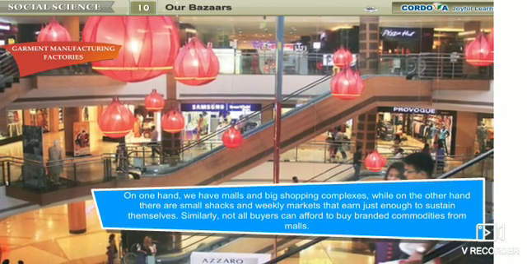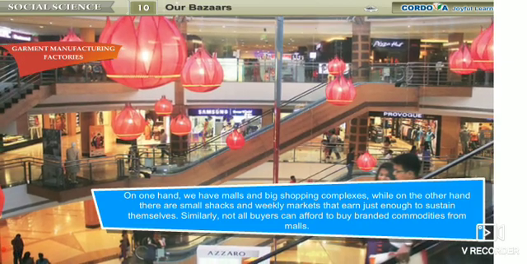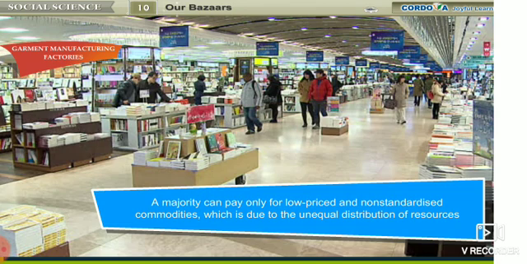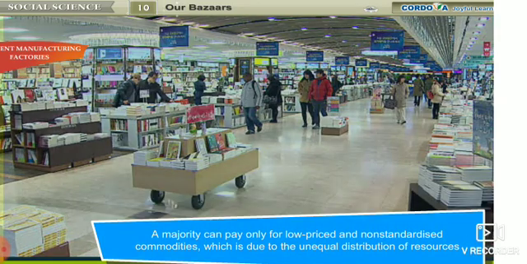On the one hand, we have malls and big shopping complexes, while on the other hand, there are small shacks and weekly markets that earn just enough to sustain themselves. Similarly, not all buyers can afford to buy branded commodities from malls. A majority can pay only for low-priced and non-standardized commodities, which is due to the unequal distribution of resources.